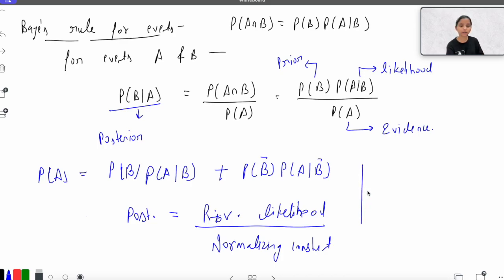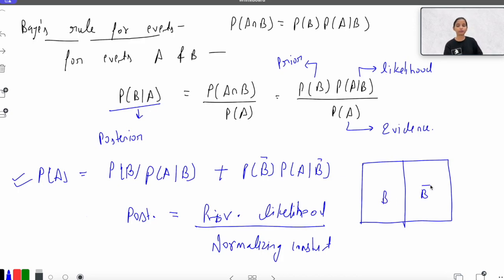If you want to look into this, we are considering it for two events A and B. This means there is an event B and its complement B bar. They are two disjoint events, being complements of each other, and this is my event A, which occurs with both of them. So we have probability of A intersection B plus probability of A intersection B bar, which is just the expansion.